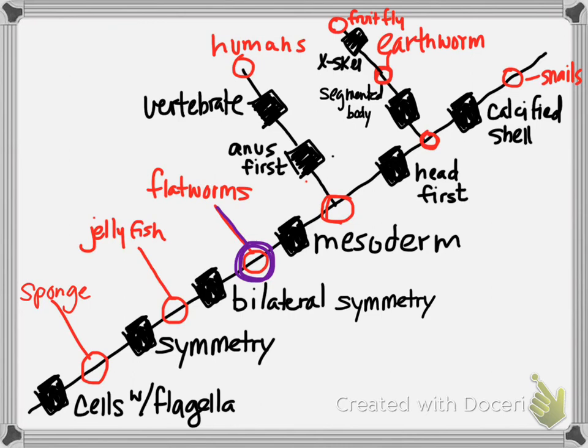Where's the last common ancestor of humans and snails? Point to it on your cladogram, and then I'm going to color it in. Last common ancestor of humans and snails is right there. Somewhere after that ancestor, our family trees diverged. We're part of the branch that does butt first. Snails still develop head first.